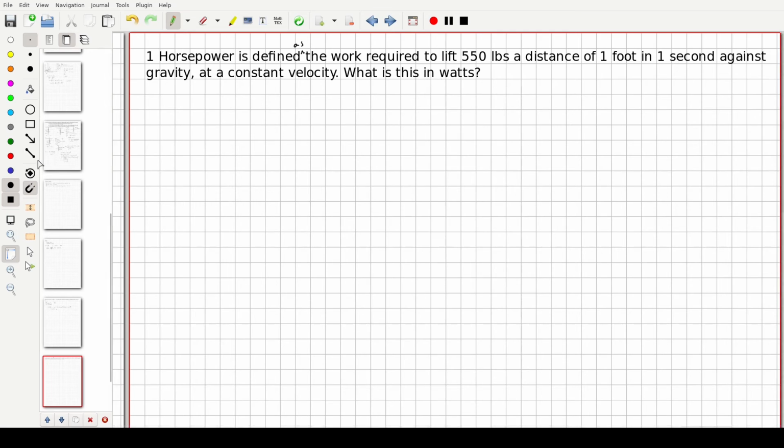Okay, now, let's draw a picture here. Here's the ground. Here is your mass. It has a weight in the imperial system of 550 pounds. Now, we can convert that weight from the imperial system to the metric system, or we can just express it in kilograms and convert it that way. That's how I'm going to do it.